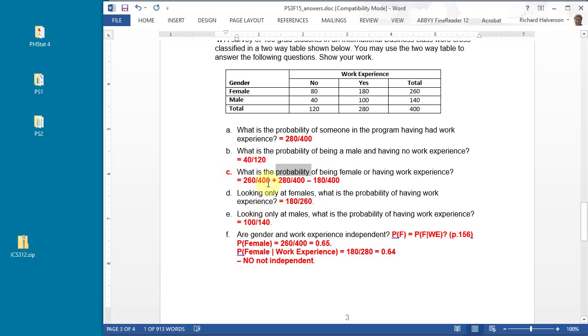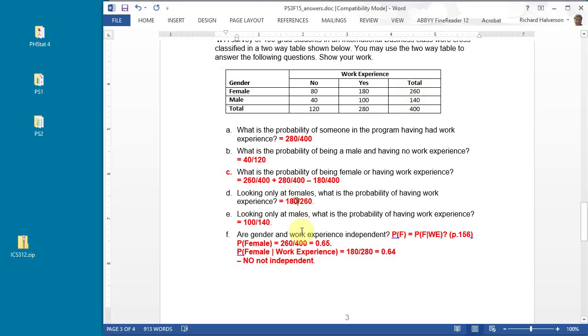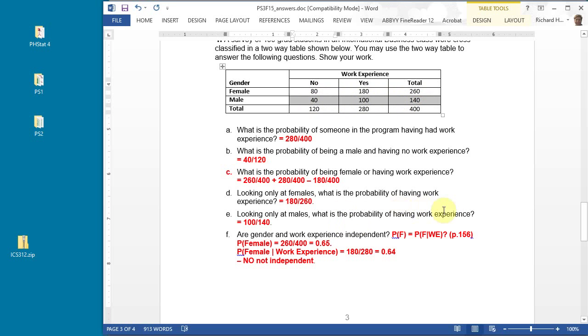What is D here? Looking only at females, what is the probability of having work experience? That looks like 180 over 260. Now looking only at males, what is the probability of having work experience? That would be 100 over 140.